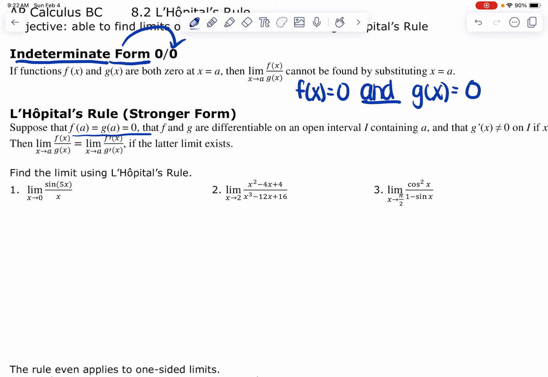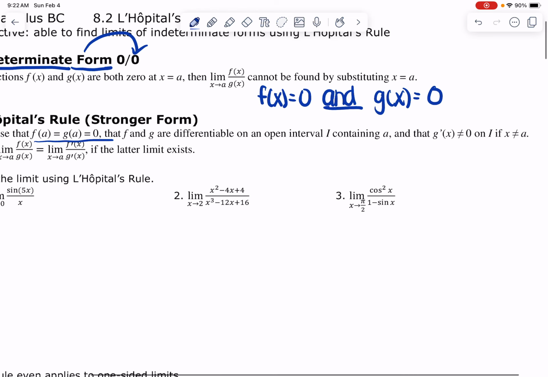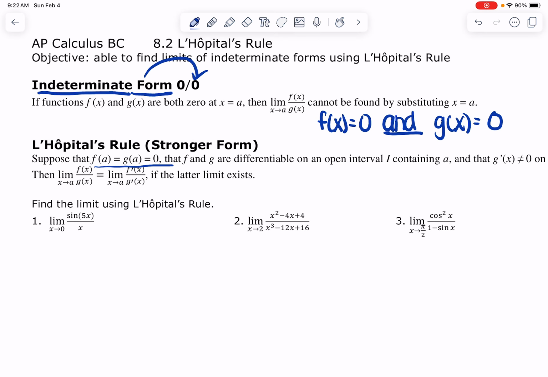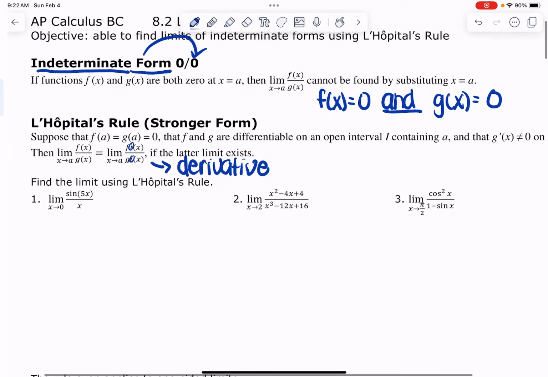Again, this is what I would say above. If f of a and g of a equal 0, and f of x and g of x are differentiable on the open interval, and g prime of x does not equal 0, and x does not equal a, then we can take the derivative of just the top and the bottom part. But the biggest thing I would say to my students is you have to first establish that you have 0 over 0 in order to use this rule.